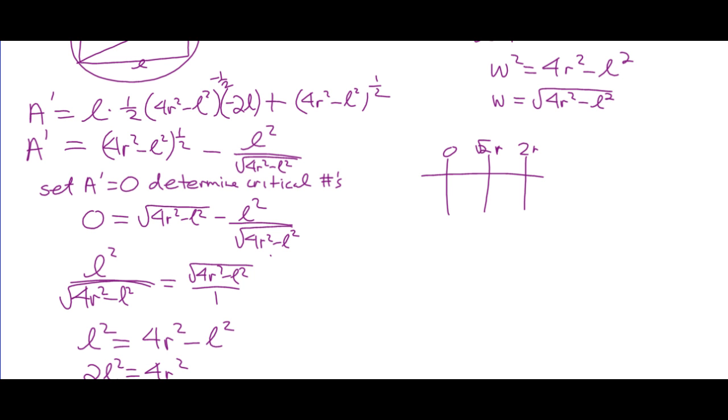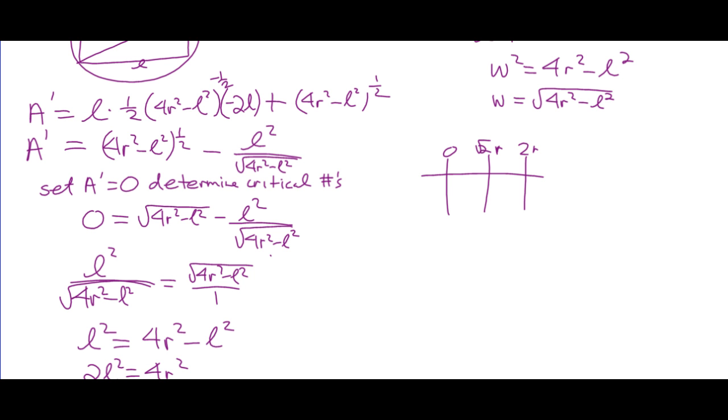And what we want to figure out is whether this is positive or negative. So what we could do is look close to 0, or actually 1r. What if we just took r? So r would be in here. If we stuck an r in there for L, we'd get 4r squared minus r squared, so we'd have the square root of 3r squared here. And here we'd have r squared over the square root of 3r squared. We might want to write this down.